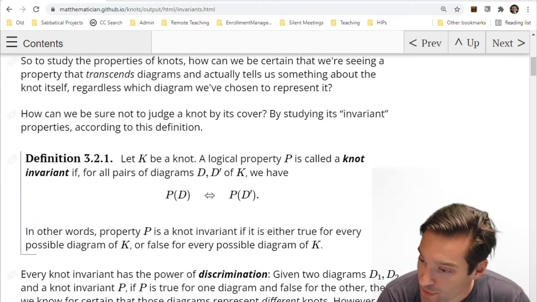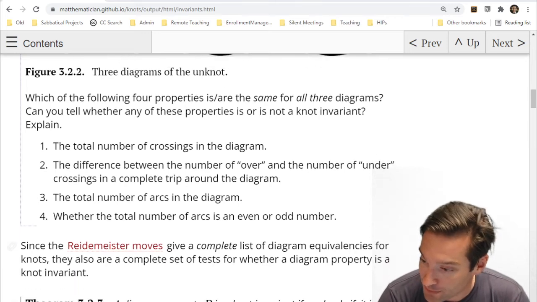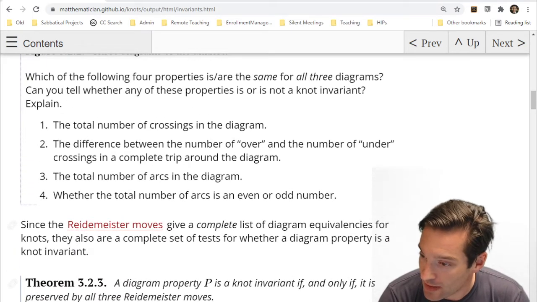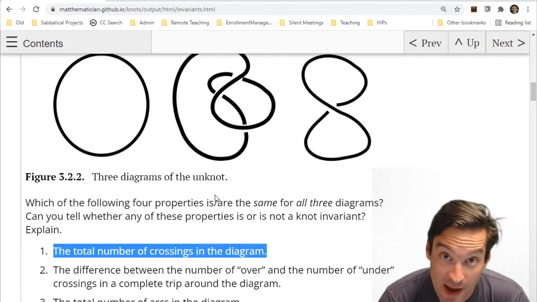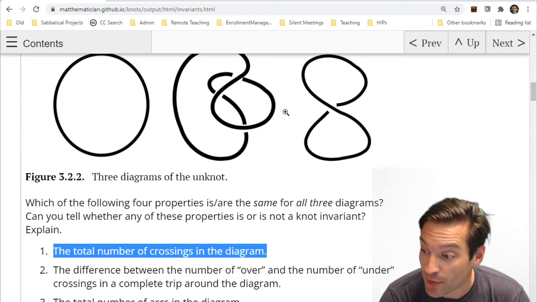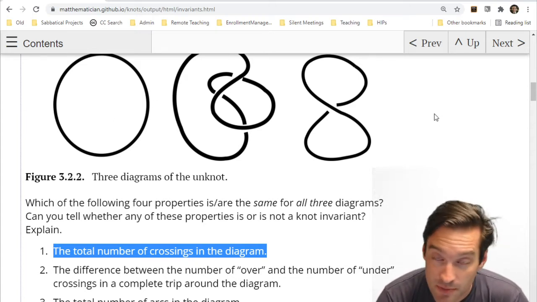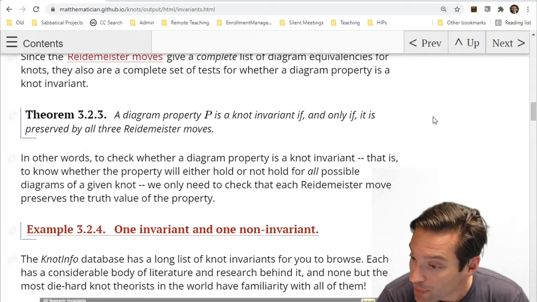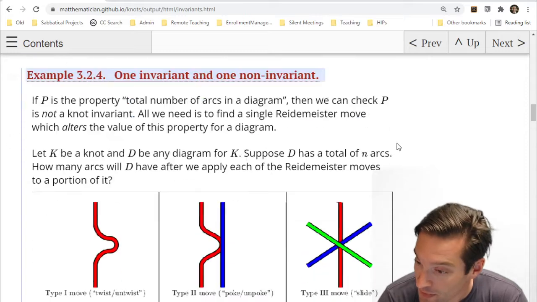And so we saw a few examples of those kinds of properties. For example, we saw some examples of things that were not knot invariants. For example, the total number of crossings in a diagram does not actually tell me anything about the knot itself, because we can have multiple different diagrams of the same knot, for example, even the unknot, which have different total numbers of crossings. But those properties which are invariant are the ones that we most care about.